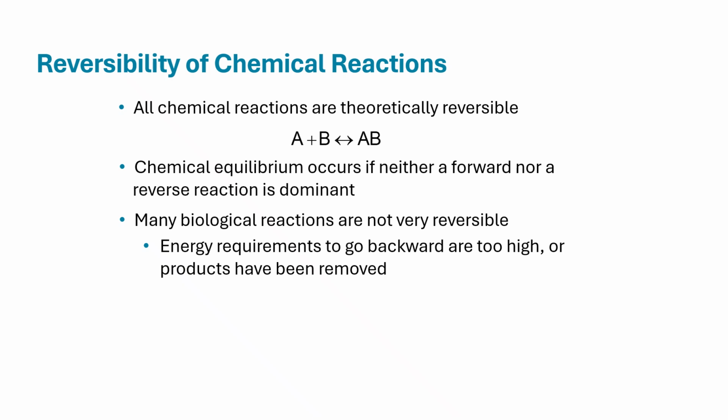All chemical reactions are theoretically reversible. So whatever goes in this direction should be able to go in that direction. Chemical equilibrium occurs if neither direction is more dominant. So if it can just keep going back and forth and nothing is making it stay over here and nothing is making it go this way, it would be considered an equilibrium. Many biological reactions are not very reversible. This is because either it took energy to get them to go forward, or they don't have the things they need to go backwards. There's usually just one direction in biological reactions.